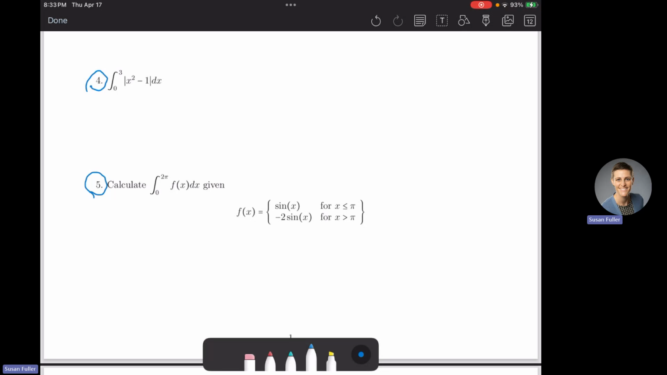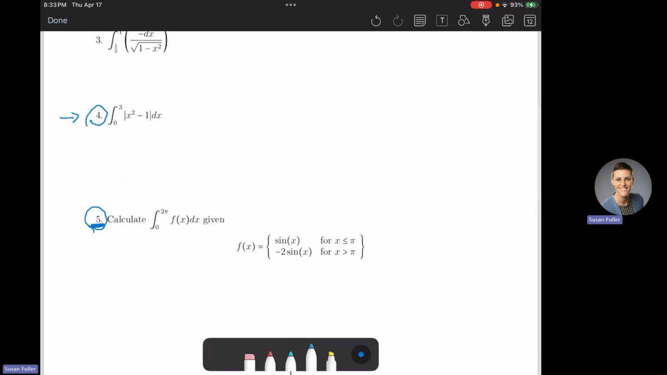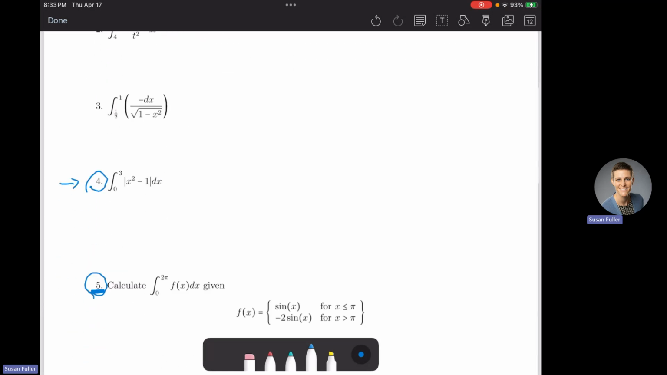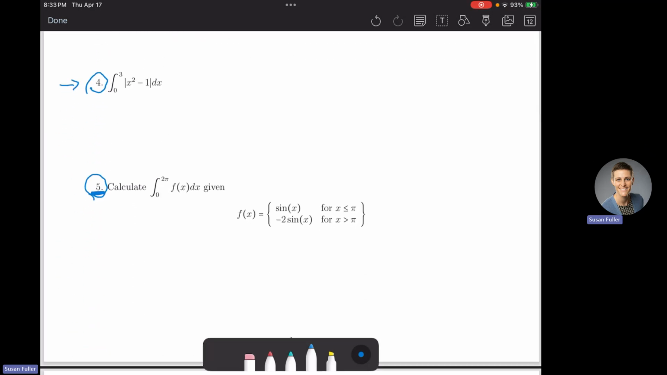So I'm going to come back to the absolute value here in number 4 because that's the toughest one. I think the piecewise function is going to make a little bit more sense for you. And this is from the in-class worksheet that I handed out today in class. So I just wanted to go through these with you.